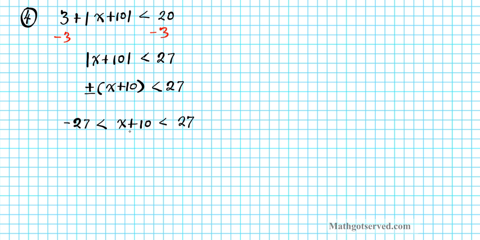Now to isolate x, we're going to solve these combined inequalities simultaneously. It is as though we're solving two equations at once. So what we're going to do is subtract 10 from the 3 sides. Subtract 10, subtract 10, subtract 10.